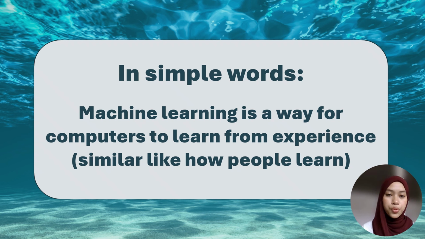It's actually very similar to how we as humans learn. One of the simplest examples is how we, as kids, learn how to read and write alphabets, and eventually it becomes easier for us to read and write. And that is one of the things that applies to machine learning.